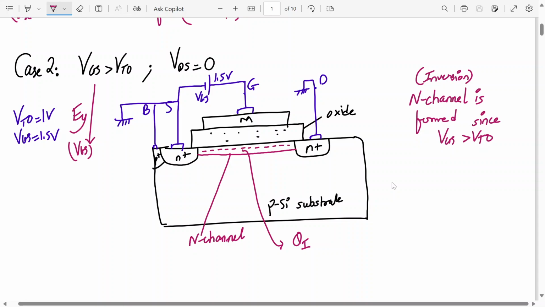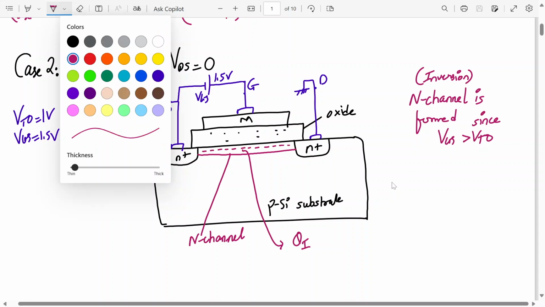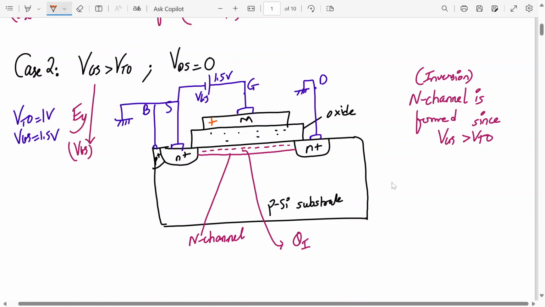Let's say the VGS voltage is 1.5 volt. Now, if I apply 1.5 volt, how are the charges distributed? Can you tell me? So here it is positive, and here there are negative charges, right? This is negative. So the voltage between the gate and the channel, this is the gate, this is the channel, I'm calling VGC. Throughout the N channel, how much is VGC?